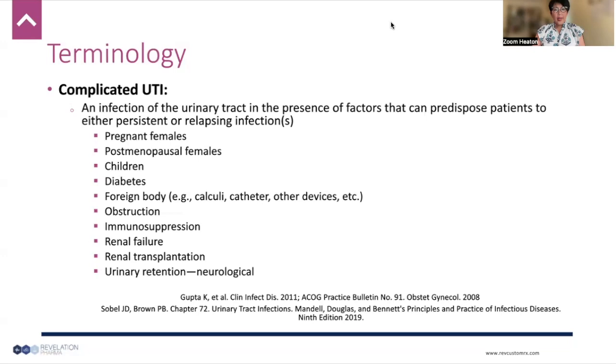So with complicated UTIs, it's an infection of the urinary tract in the presence of factors that can predispose patients to either persistent or relapsing infections, such as pregnant females, postmenopausal females, children, diabetes, foreign bodies such as catheters and other devices, obstruction, immunosuppression, renal failure, renal transplantation, and urinary retention where it's neurological.